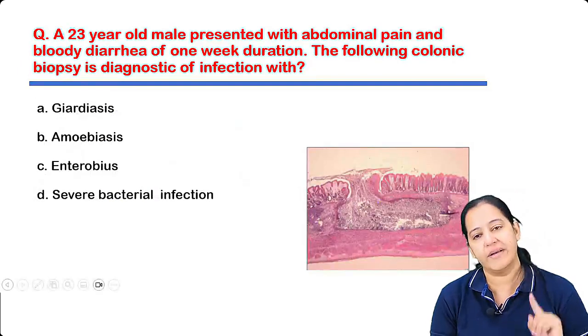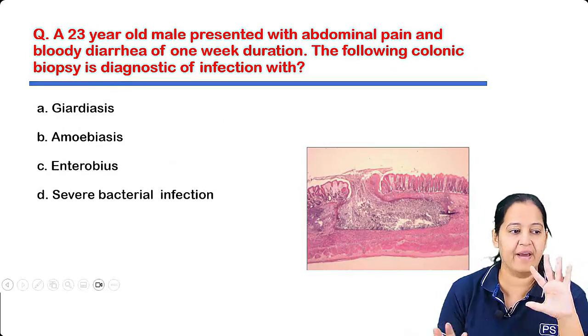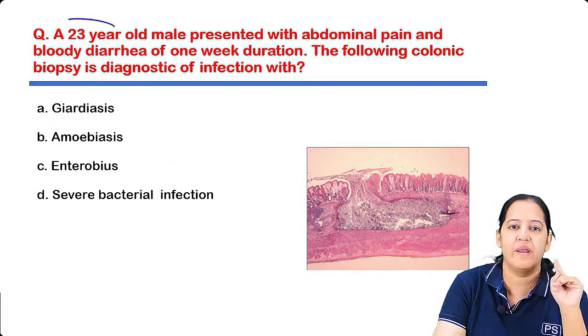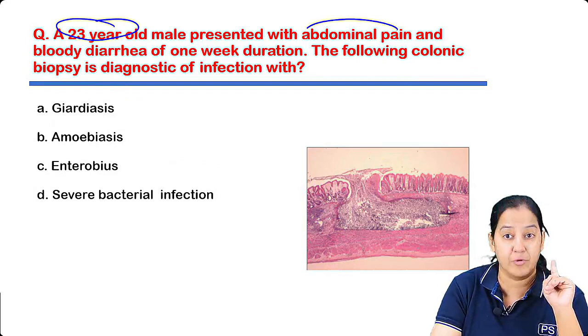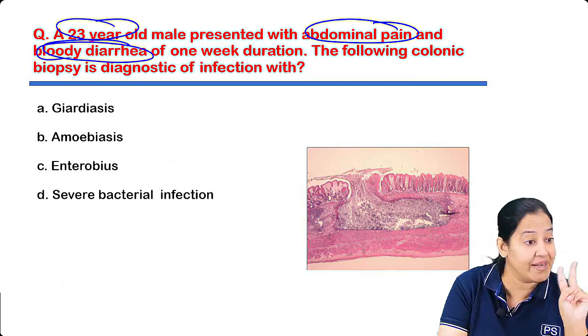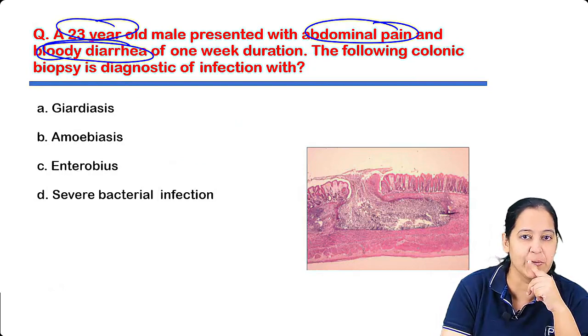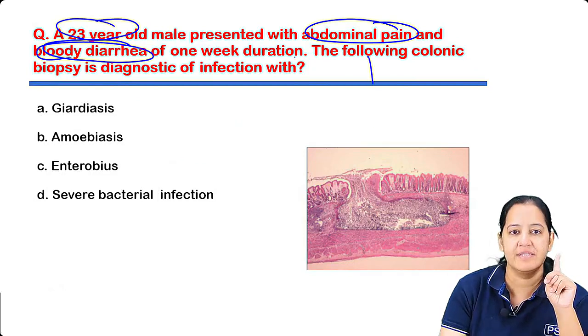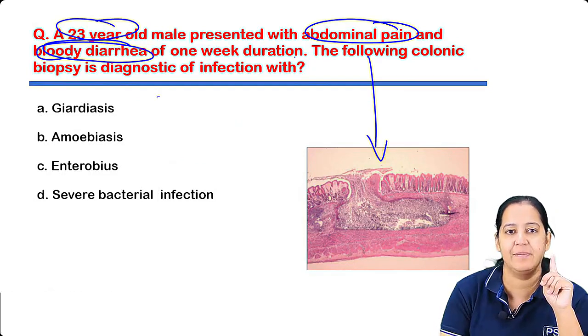Hana, read the question. Hana, you have to read the question. I know the answer too. There is a 23-year-old man presented with abdominal pain. First clue is abdominal pain. Bloody diarrhea. Second clue is dysentery. Dysentery is always a clue. One week duration. See the following diagram. See the biopsy. Tell me the diagnosis.